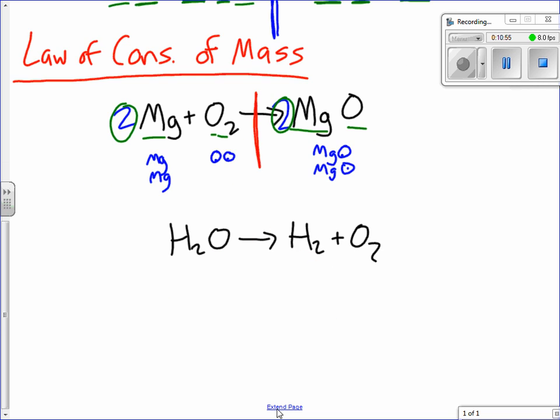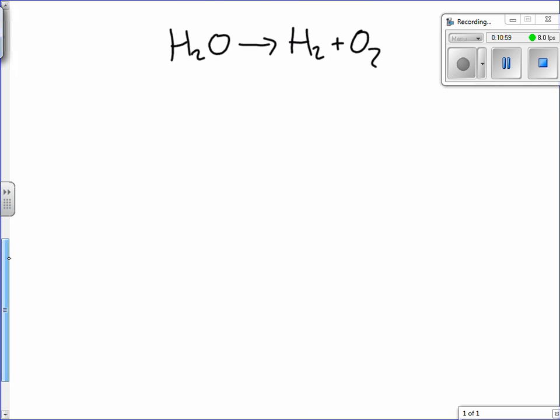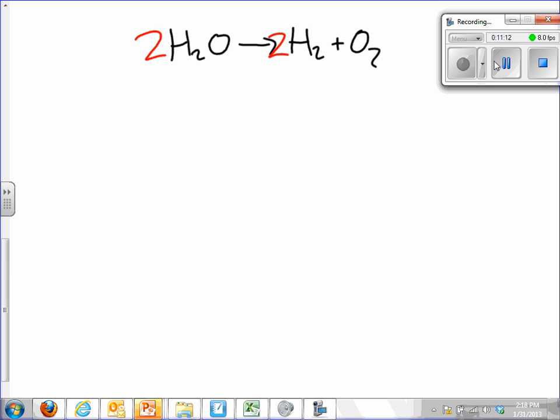Okay, so to balance this one, all you've got to do, and I'm not going to draw pictures anymore, but feel free to do it if it helps you. I do think it's a good idea. 2 there, 2 there, and it's balanced. Okay, but it can get a little harder than this. This one that we've been doing has been pretty basic.